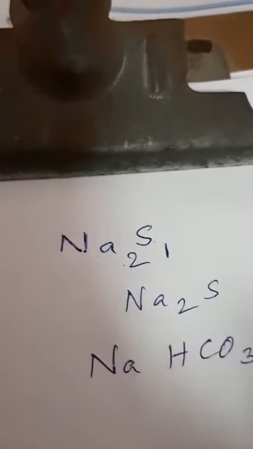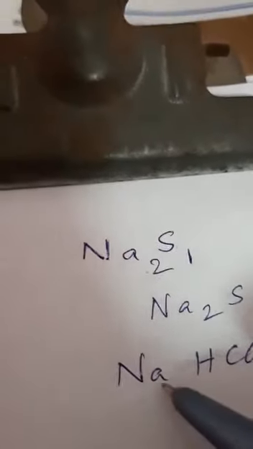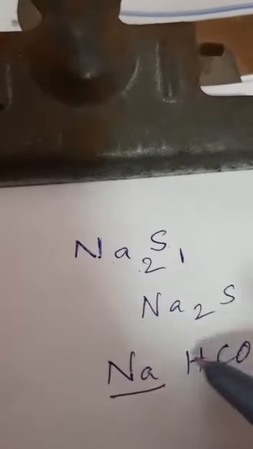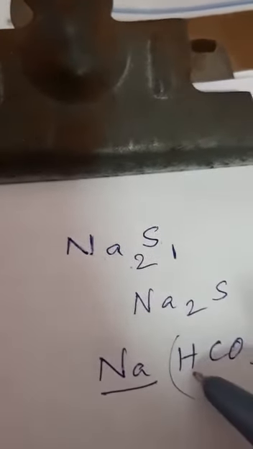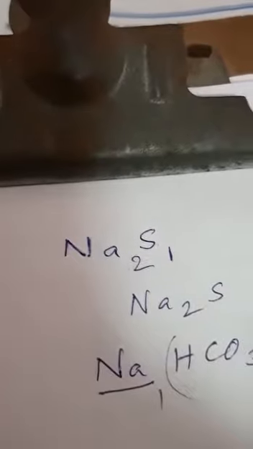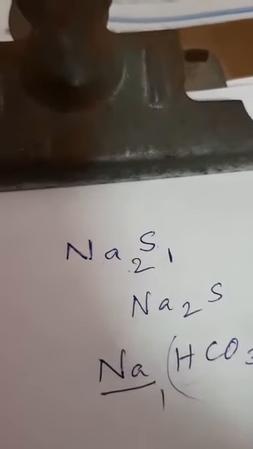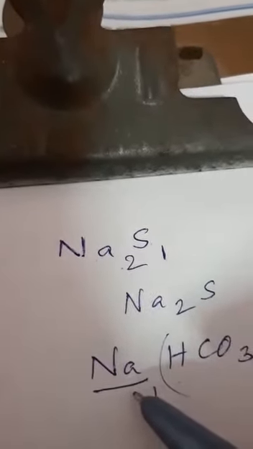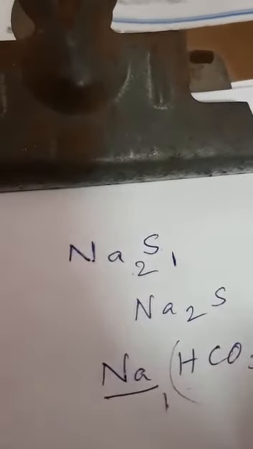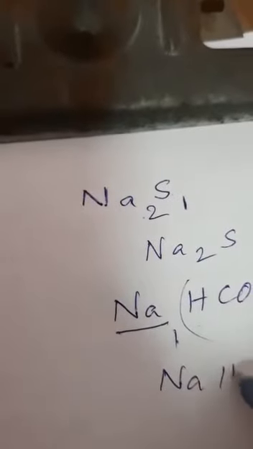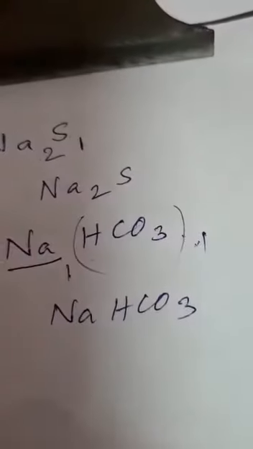Another example, sodium bicarbonate. This is bicarbonate, we have seen, and the valency of sodium is 1. Suppose this is 1, and valency of bicarbonate is also 1. So you need not write these ones, this one, you need not write, and you will have to write NaHCO3. This is sodium bicarbonate.